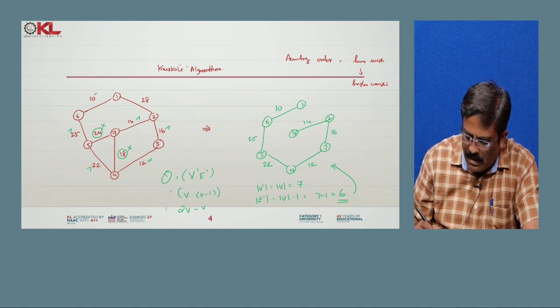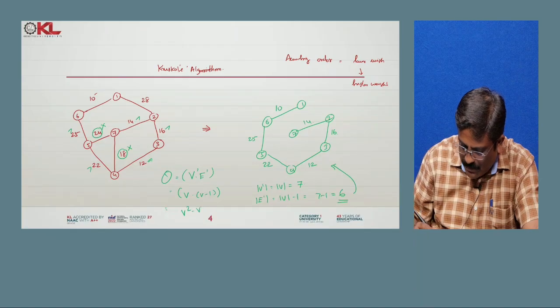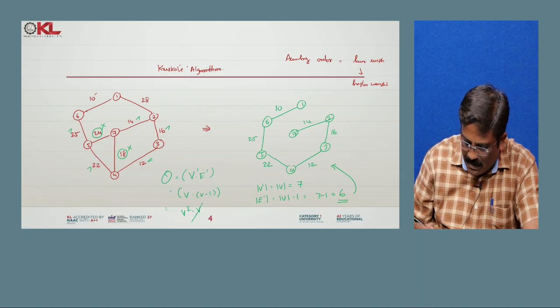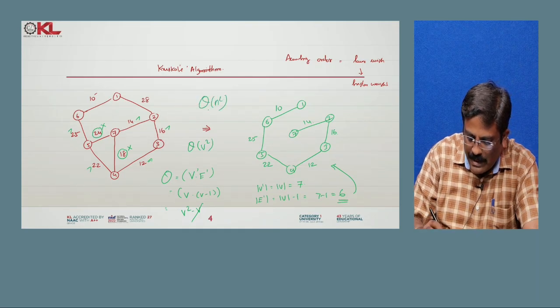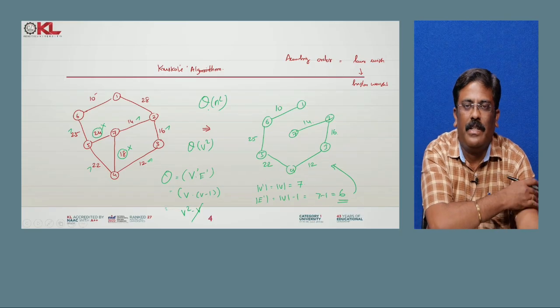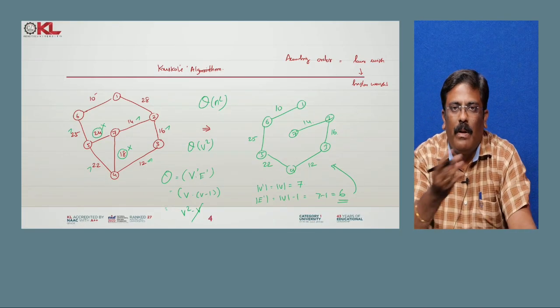Sorry, this is not 2V, this is going to be V square minus V. So this will get cancelled. So big theta is nothing but V square, which represents that big theta of n square will be the time complexity to explore Kruskal's algorithm to form a spanning tree.